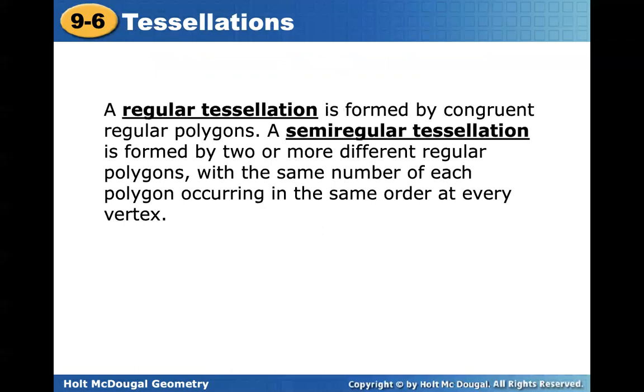A regular tessellation is formed by congruent regular polygons. A semi-regular tessellation is formed by 2 or more different regular polygons with the same number of each polygon occurring in the same order at every vertex. So regular is congruent regular polygons. Semi-regular is a couple.